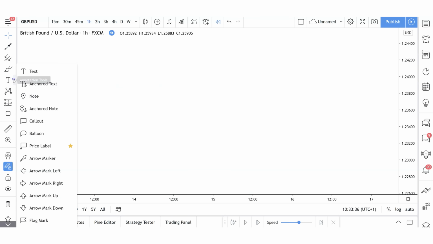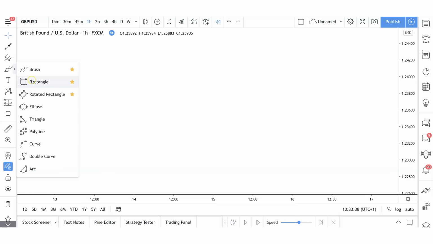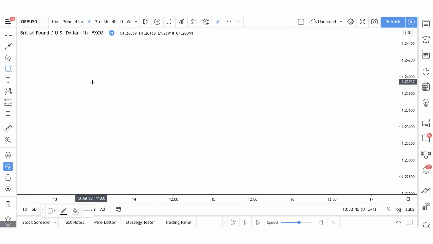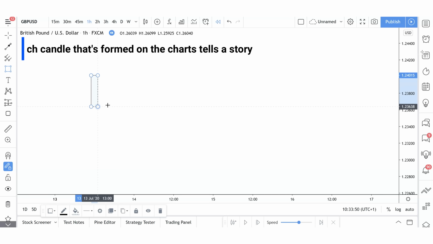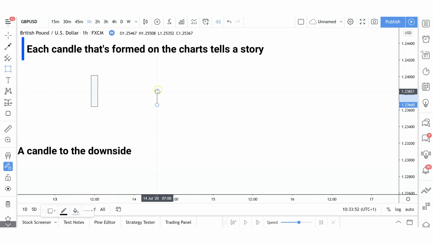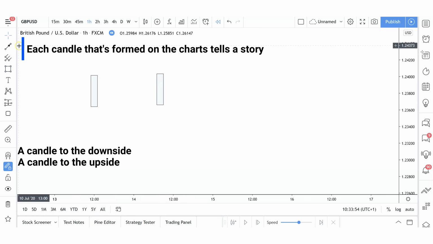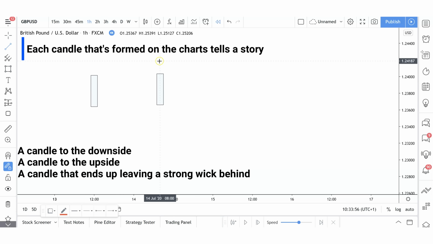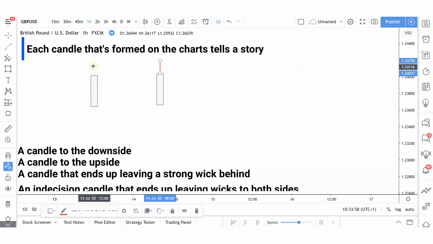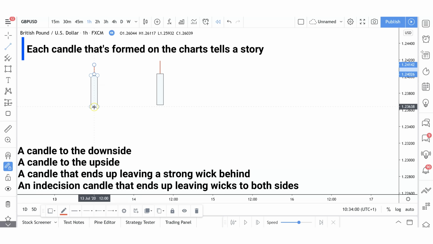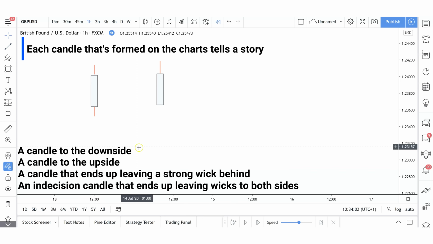Now, it's a very powerful trading exercise that you can use, and it's something that I teach all of my members. I personally have applied it for a very long time in my trading, and I want to share this with you. Now, each candle that's formed on the charts, whether it be a candle to the downside, a candle to the upside, a candle that ends up leaving a strong wick behind, or an indecision candle that ends up leaving wicks to both sides, tells a story.